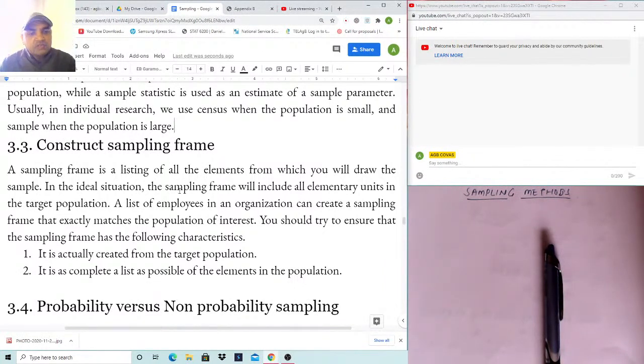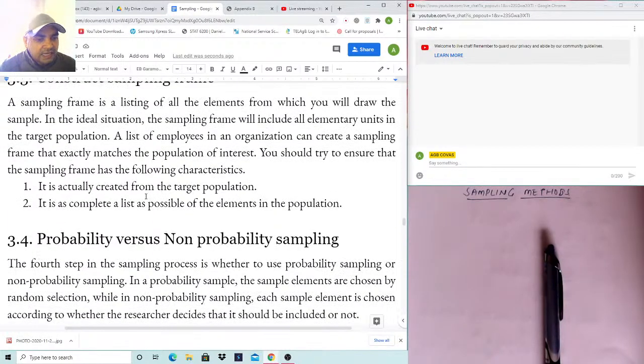In the ideal situation, the sampling frame will include all elementary units in the target population. For example, a list of employees in an organization can create a sampling frame that exactly matches the population of interest. So you should try to ensure that the sampling frame has the following characteristics. What are the characteristics of a sampling frame? It is actually created from the target population. Then it is as complete a list as possible of the elements in the population. That's it.